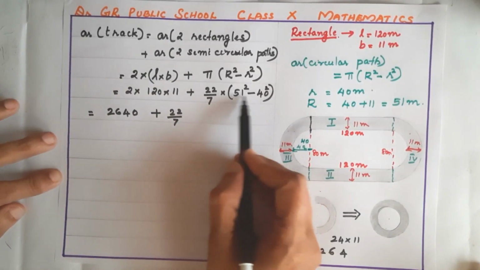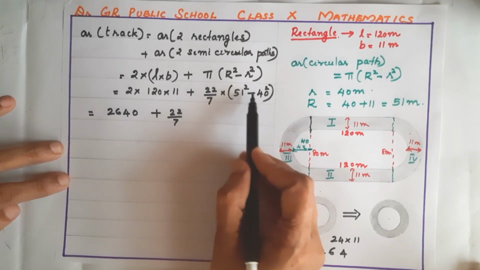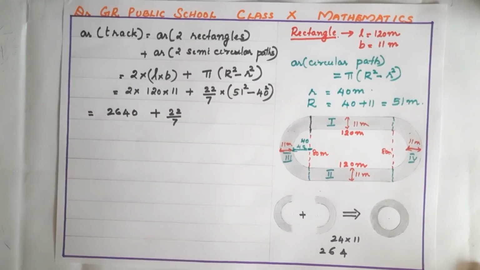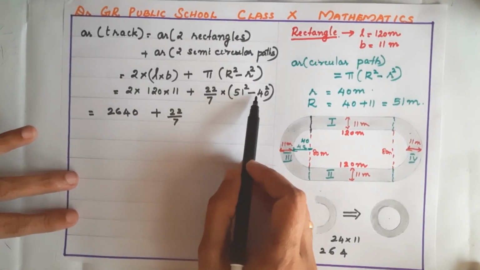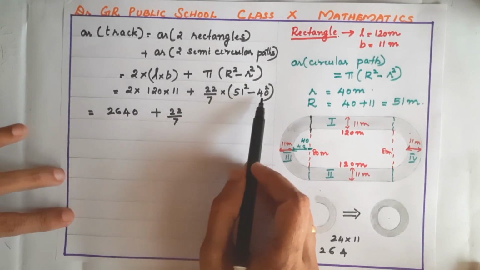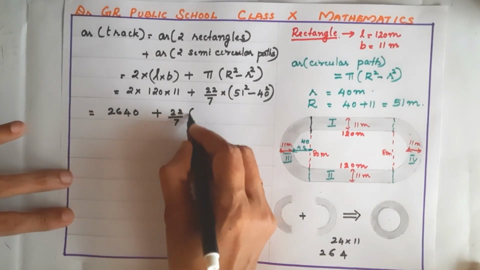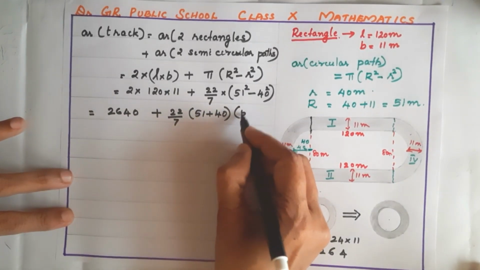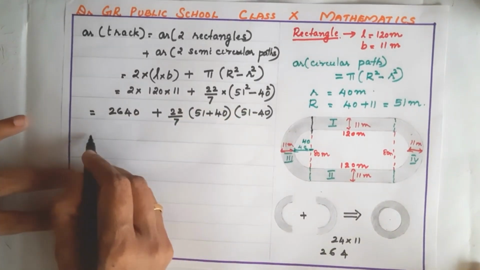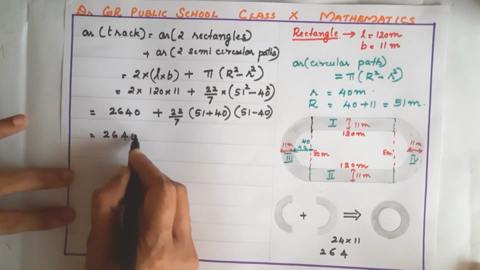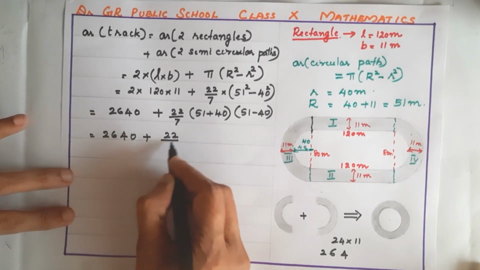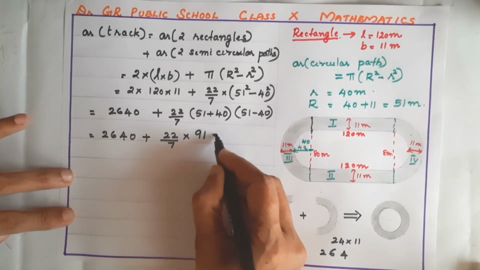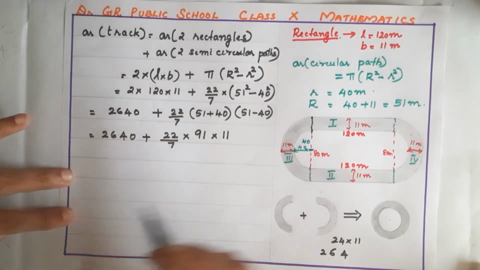What is the identity we can apply? Yes, it is a square minus b square. What is a square minus b square? A square minus b square is a plus b into a minus b, isn't it? So how can we write a plus b? That is 51 plus 40 into a minus b, 51 minus 40. Okay, so 2640 plus 22 by 7 into 51 plus 40 is 91 multiplied by here it is 11.